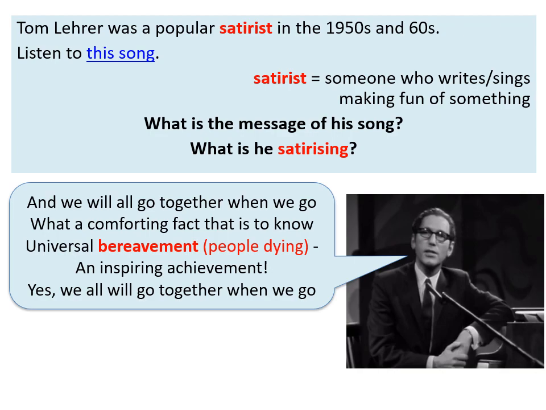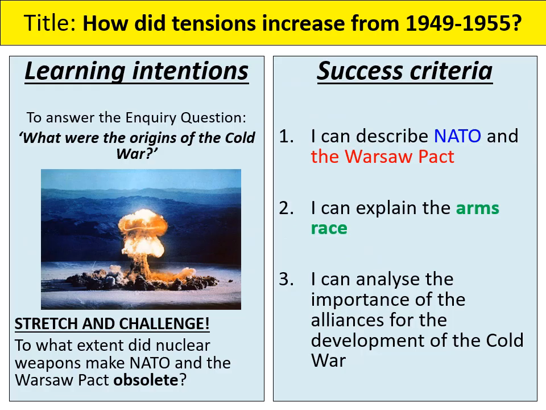of the Cold War. This lesson we're going to be looking at how tensions increase between 1949 and 1955. You'll notice in the success criteria we've got three different coloured terms. Hopefully you already know what an arms race is based off your Year 9 work on reasons for World War I. But we're going to look at the Cold War's arms race, and we're going to look at two different alliances, NATO and the Warsaw Pact.